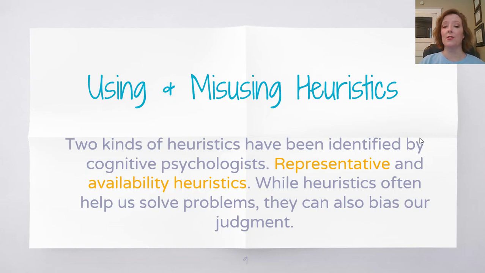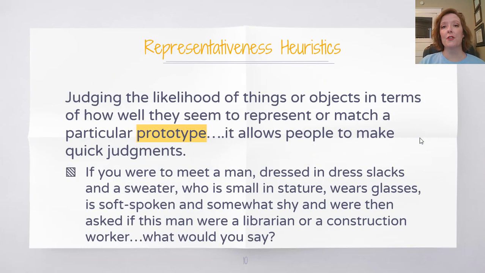While heuristics often help us solve problems, they can also bias our judgment. First, there's representative heuristics, and this is judging the likelihood of things or objects in terms of how well they seem to represent or match a particular prototype. It allows people to make quick judgments. So if you were to meet a man dressed in dress slacks and a sweater who is small in stature, wears glasses, is soft-spoken and somewhat shy, and were then asked if this man were a librarian or construction worker, what would you say? You're probably going to answer a librarian because this image fits your prototype. It is more representative of what your prototype is of a librarian versus a construction worker.